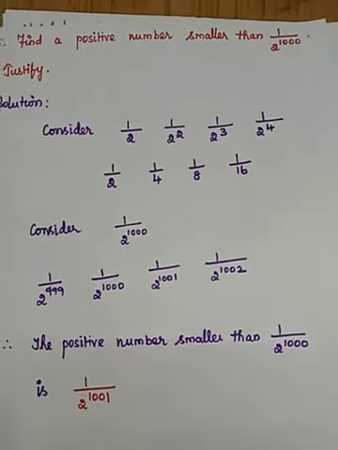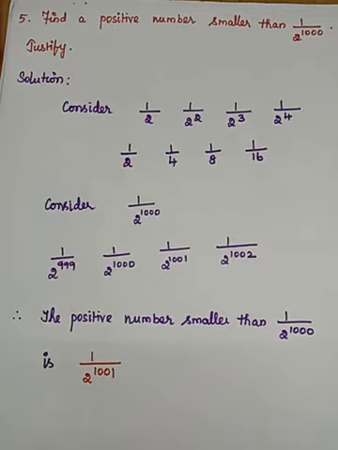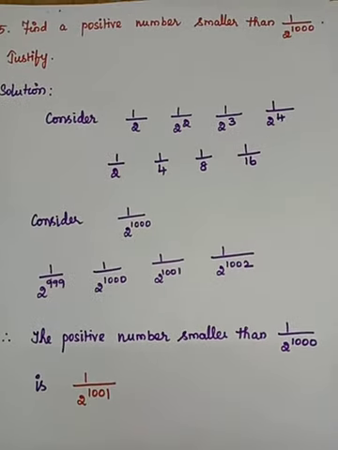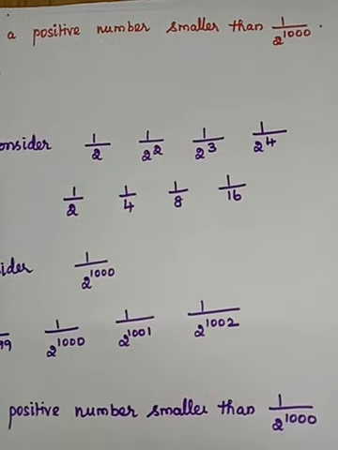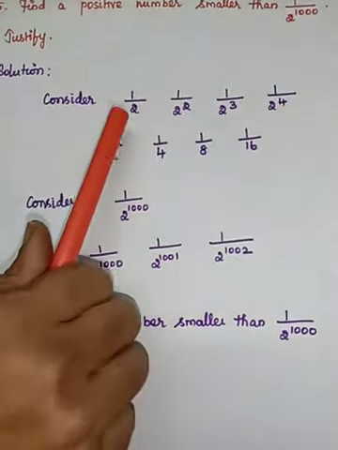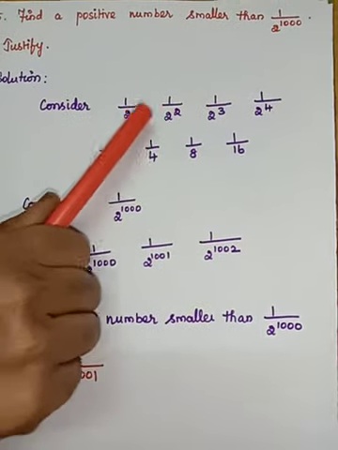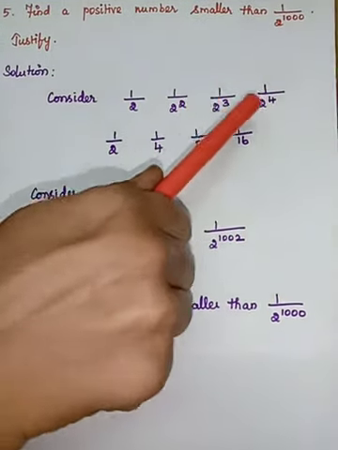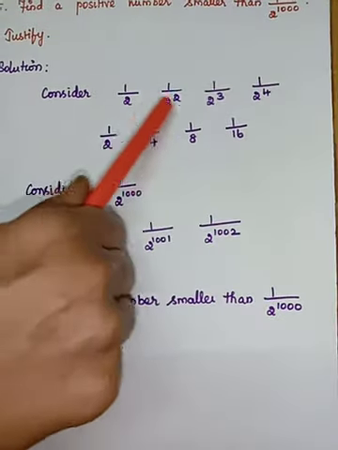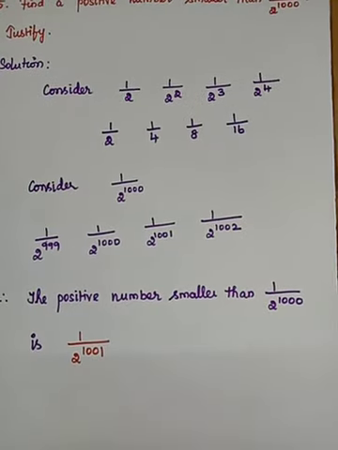Coming to the fifth problem. Find a positive number smaller than 1 by 2 power 1000. For that, I will consider the numbers 1 by 2, 1 by 2 squared, 1 by 2 cube and 1 by 2 power 4. These four numbers I just consider for example.